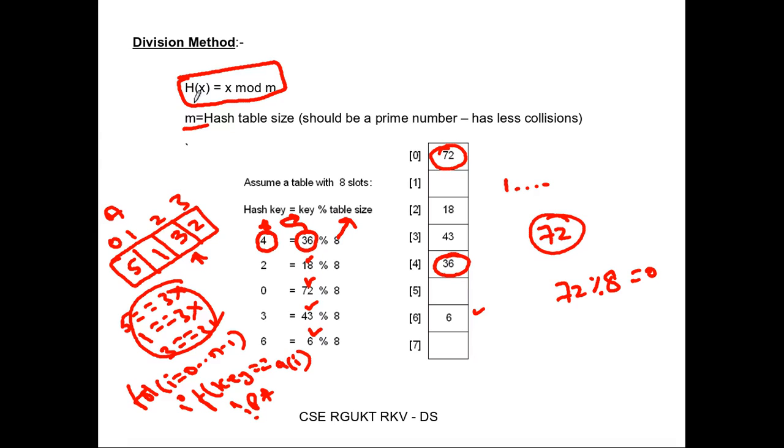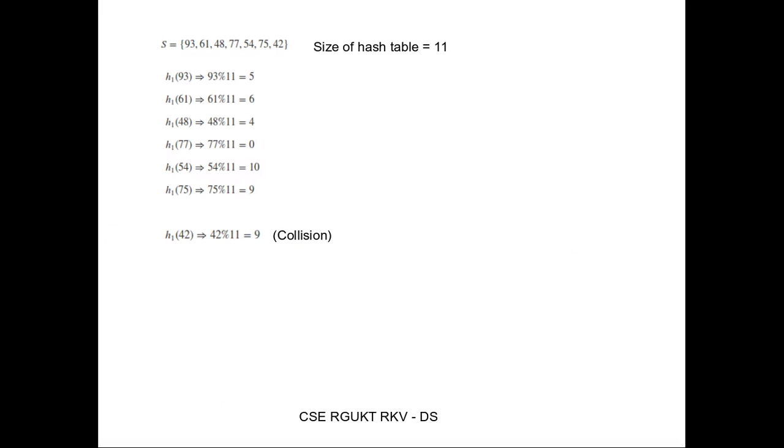Now we will be seeing different types of hash functions. So this is the division method. In the other methods, this function will vary, but the main logic remains the same: we use the key to generate an index. So this is another example for your hash table, the division method, and here the hash table size is 11.